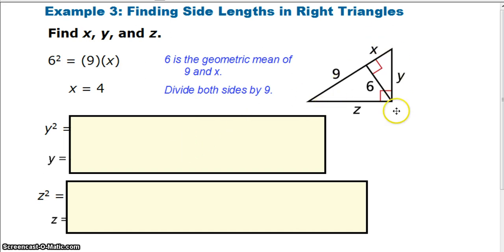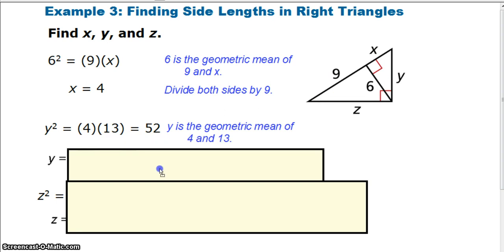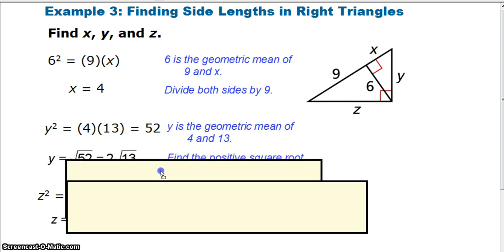Okay, y squared equals, do you remember the relationship in the second corollary? Something times something, right? It equals 4, which is what we just found, the piece of the hypotenuse adjacent to y, right? 4 times 13, the entire hypotenuse. 4 times 13 is 52. So we're going to have to take the square root of both sides, and y equals the square root of 52, which is 52 equals 4 times 13, so 2 times the square root of 13.